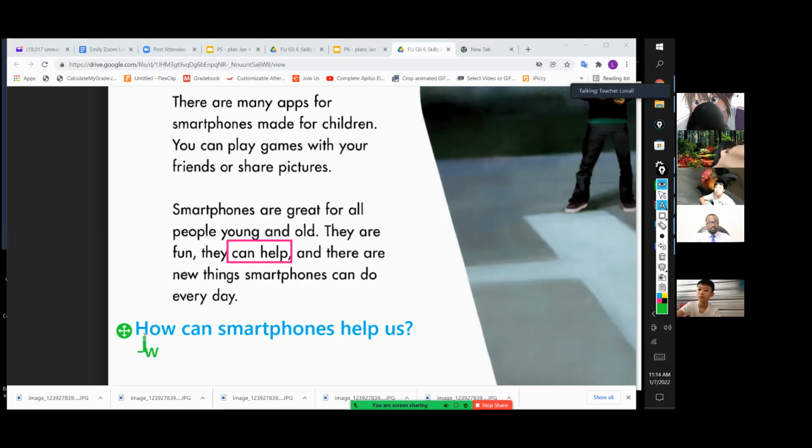Okay, so word search. Anything else? I'll give you an idea, okay? In America, it's 911. I'm not sure what it is in Thailand. If we need help, hospitals, anything else? How else can smartphones help us?